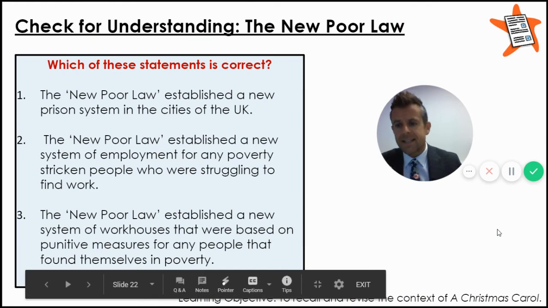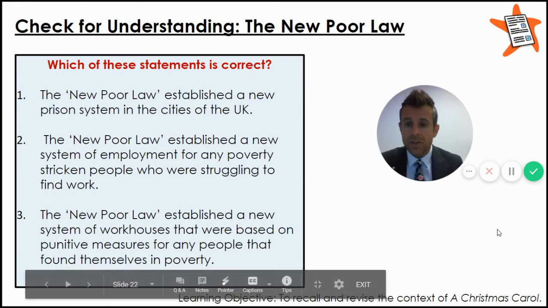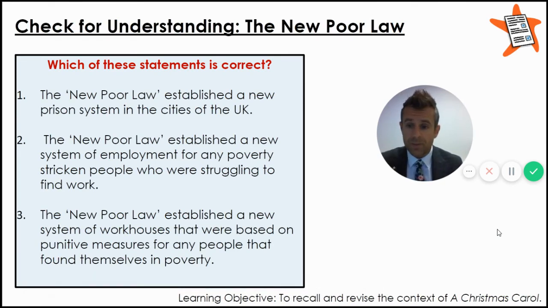Quick check for understanding then. Which of these statements is correct? Number 1, the new poor law established a new prison system in the cities of the UK. Number 2, the new poor law established a new system of employment for any poverty-stricken people who were struggling to find work. And number 3, the new poor law established a new system of workhouses that were based on punitive measures for any people that found themselves in poverty. Okay, just reread those. You've got about 10 seconds thinking time.